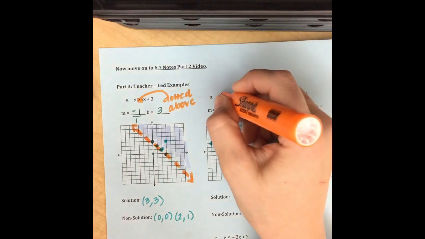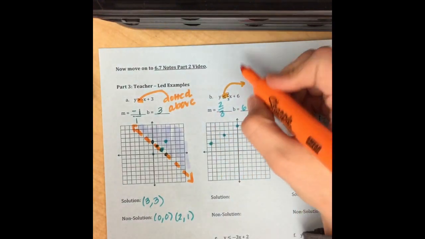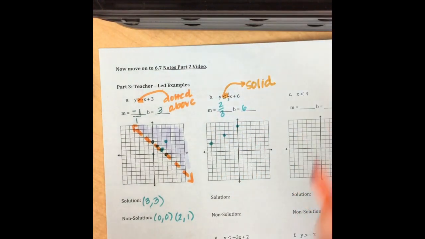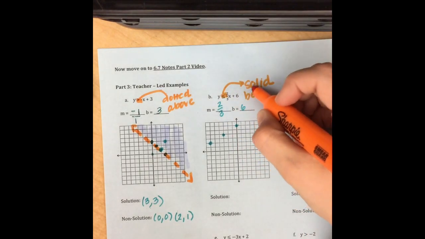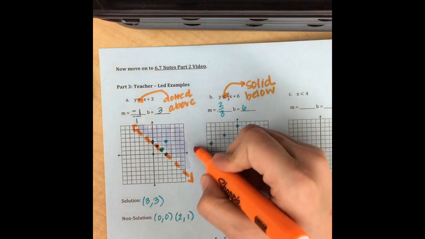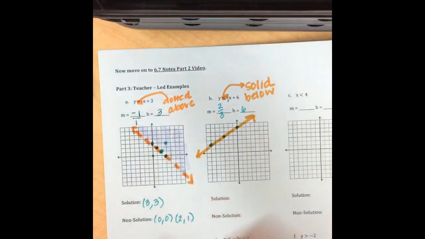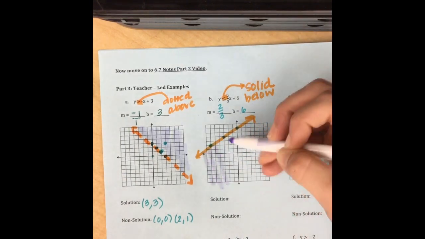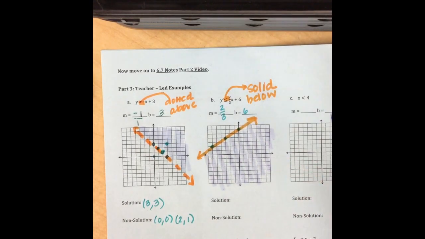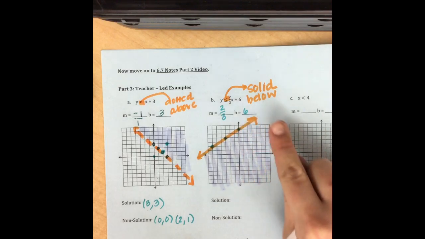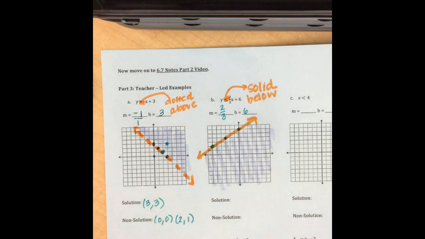Now this symbol here is telling me it's solid because it's a less than or equal to. So the equal to tells me solid. And if it's less than, that tells me I'm going to shade below. So my line is going to look like this. Again, that's the same as what we've done in previous chapters, but now I just add this shading underneath. So instead of the solutions only being on the line, the solutions are in that entire shaded area.